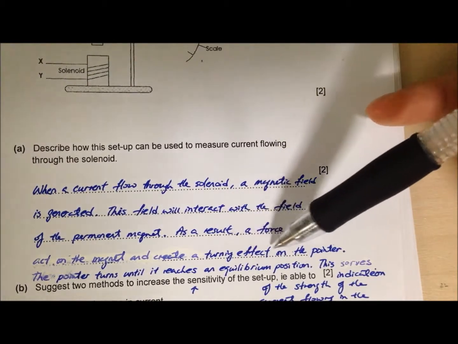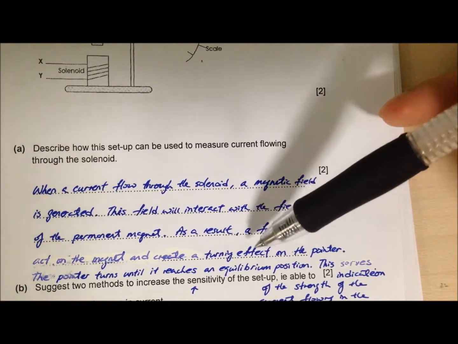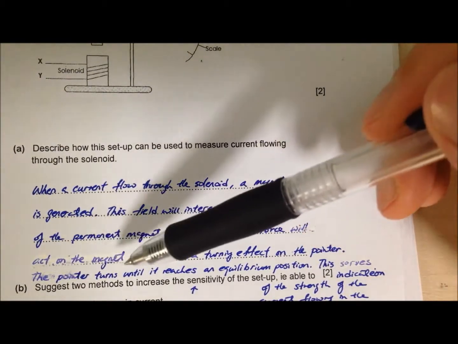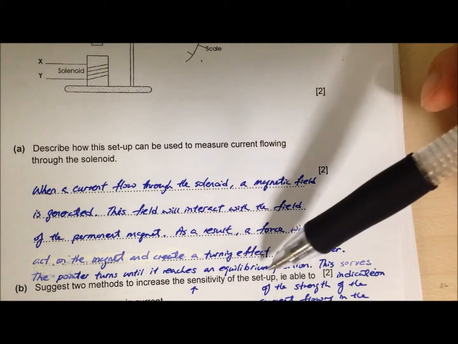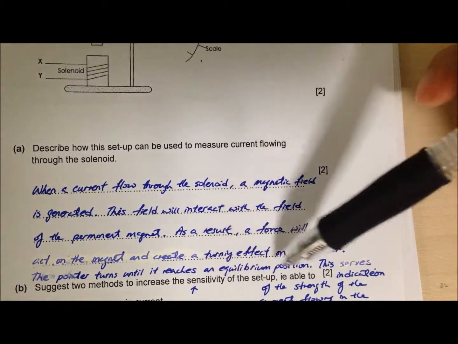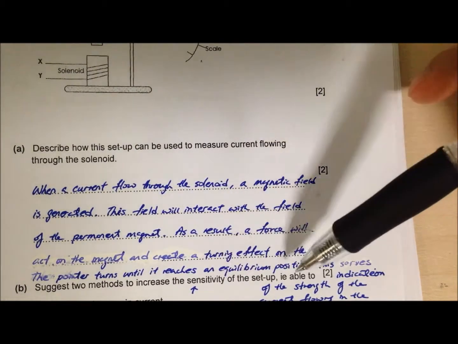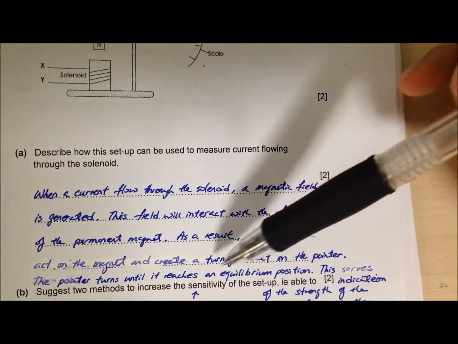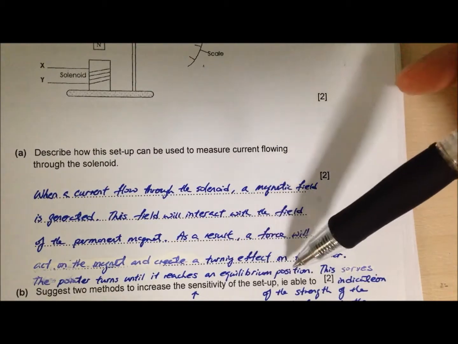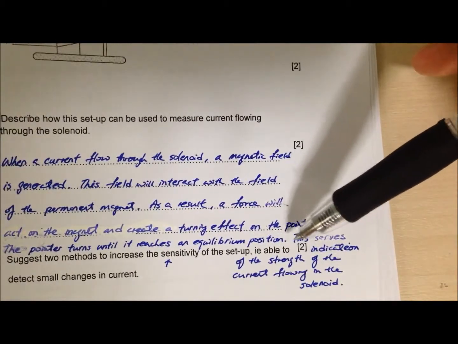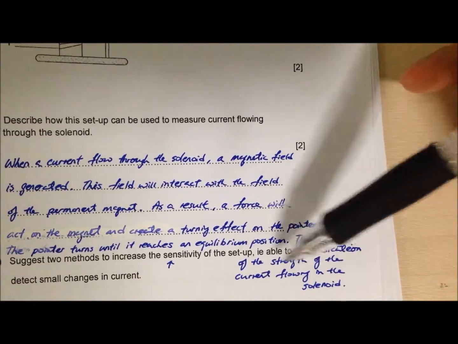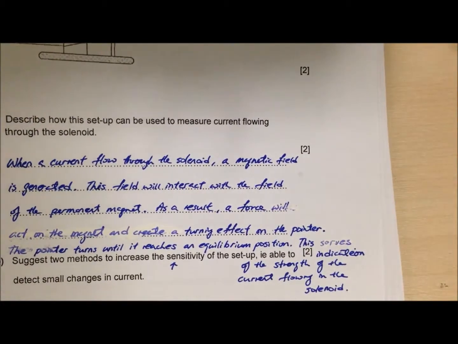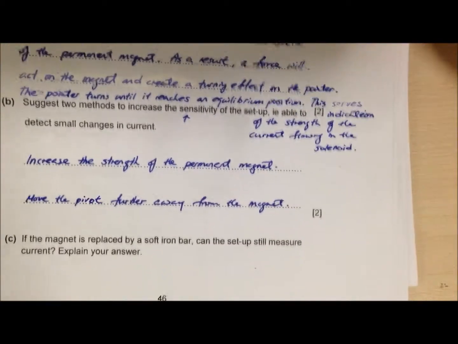Okay, don't say it rotates the pointer, don't say it flips the pointer up. It is a turning effect. So therefore the pointer turns until it reaches an equilibrium position. Again, scientific term here. Will it turn indefinitely? No, right? It will only turn enough so that it reaches its equilibrium position. And basically this equilibrium position will indicate the strength of the current flowing in the solenoid. Okay, I hope you have all the scientific terms stated.